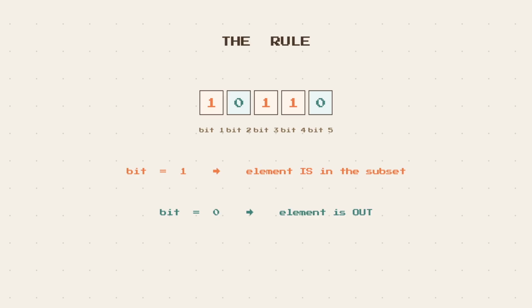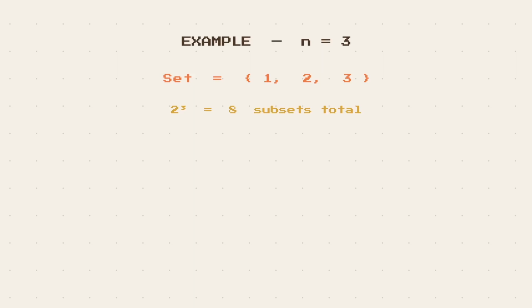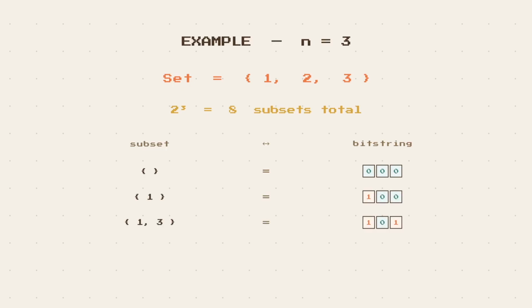Let's just quickly take an example of this. Let's say we have a set with three elements, the set 1, 2, 3. You have 2 to the power of 3, which is eight subsets in total, right? Watch for the mapping. Each subset gets its own unique 3-bit binary string. So let's consider the empty subset. The empty set would be the bit string 000, right? The subset with just element 1 is going to be 100. Subset 1 3 is going to be 101. And subset 2 3 is going to be 011, right? And the full set will be 111.